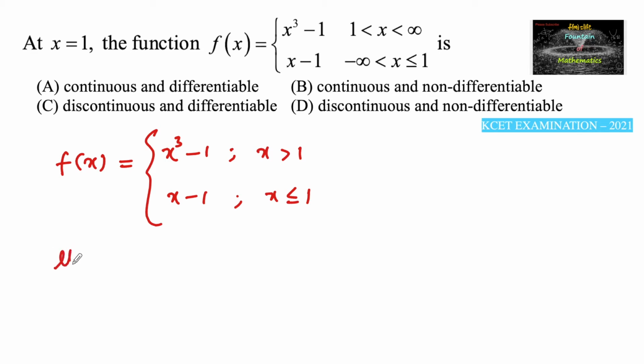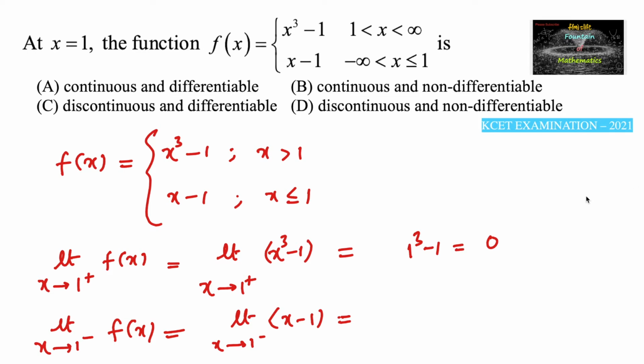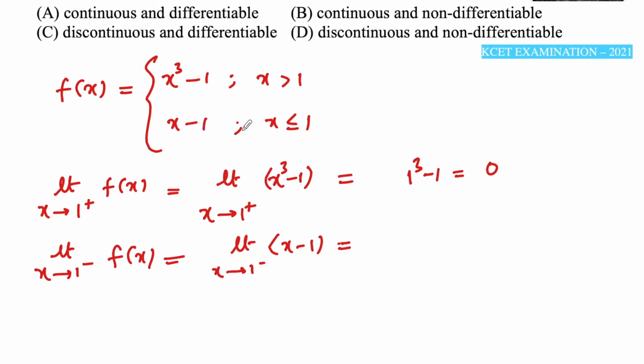Let's find the limit. The limit as x tends to 1 plus of f of x is equal to the limit as x tends to 1 plus of x^3 minus 1, which is equal to 1^3 minus 1, which is 0. Similarly, the limit as x tends to 1 minus of f of x is equal to the limit as x tends to 1 minus of x minus 1, so that's 1 minus 1, which is 0.